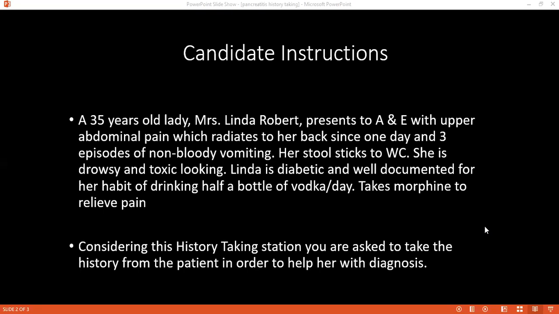So when did it start exactly, Linda? It started around 1 month ago. Have you had pain like this before? No, it's coming and going, but it has been more since 1 day ago. Did it start suddenly or gradually? Suddenly, since 1 day.